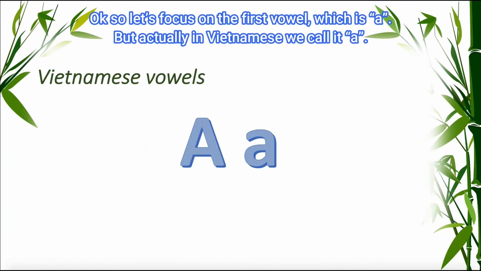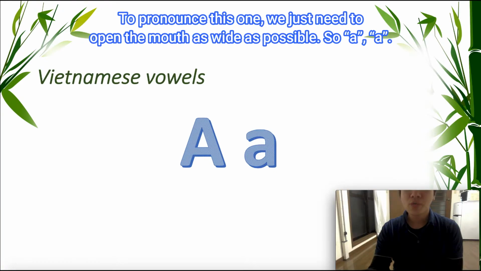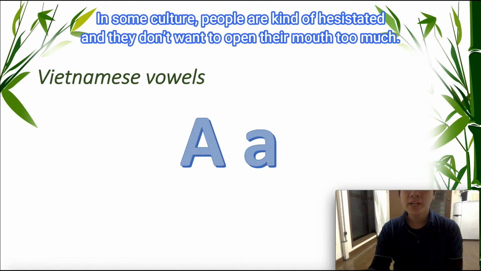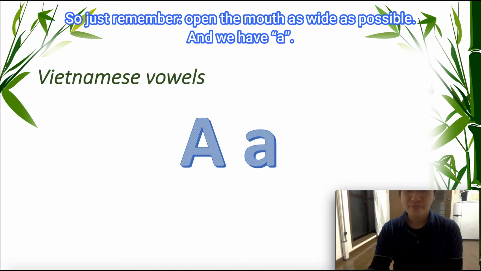Okay, so let's focus on the first vowel, which is A. So here is the way to pronounce this. To pronounce this one, we just need to open the mouth as wide as possible. So A, A. In some cultures, people are kind of hesitant and they don't want to open their mouths too much, and that's the reason why they pronounce this one incorrectly. So just remember, open the mouth as wide as possible, and we have A.